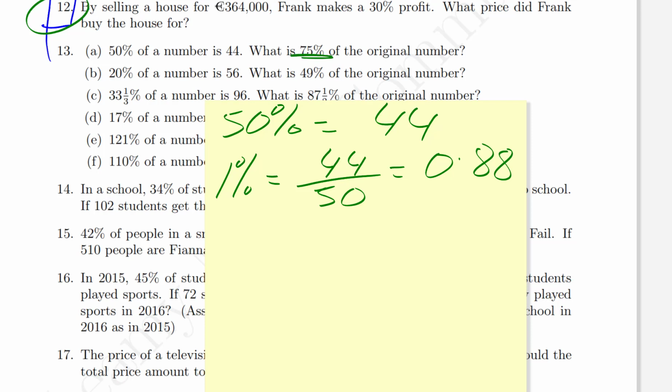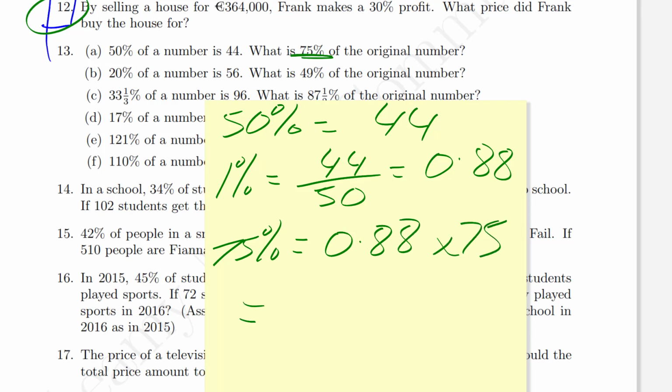And what we're looking for is 75% of the original number. Therefore, 75% would simply be 0.88 multiplied by 75. And the answer there is 66. So if 50% of a number is 44, 75% of that number is 66. All right, so that's how you do question 13.